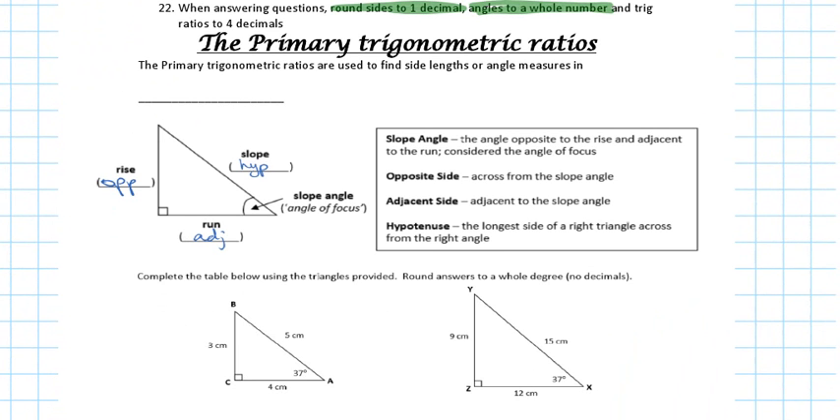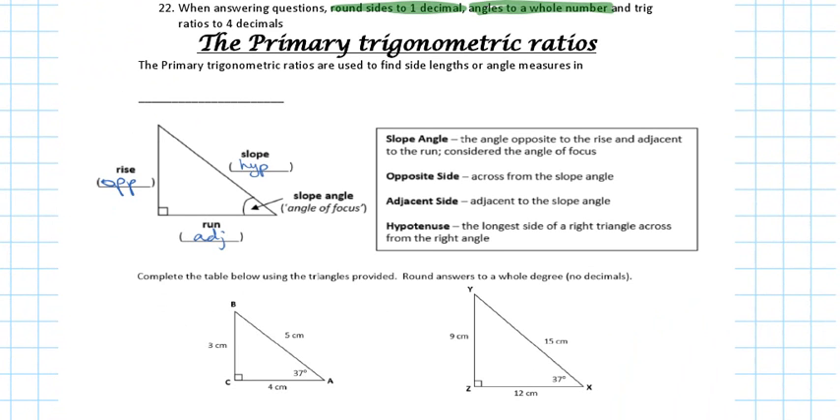So, the primary trig ratios. This is terminology that you're going to have to memorize. The primary trigonometric ratios. Okay? What the primary trigonometric ratios represent are the sine, cosine, and tan in a right angle triangle.